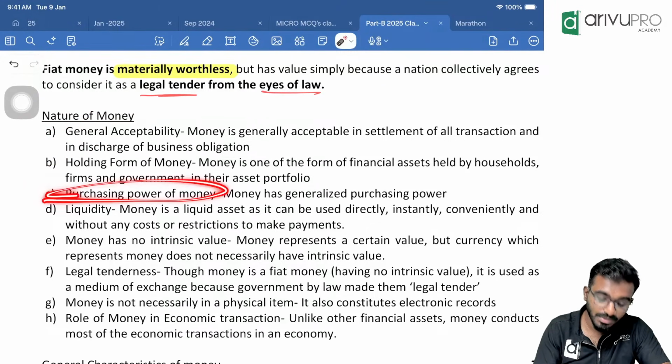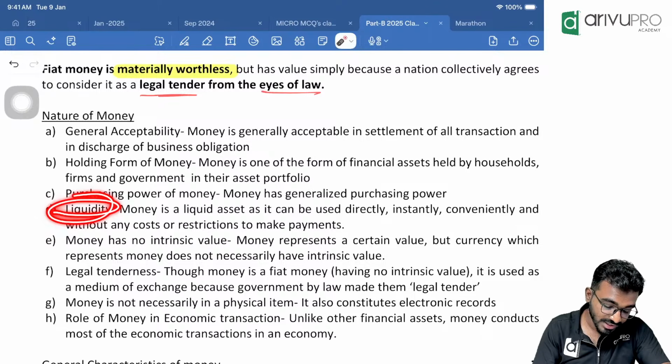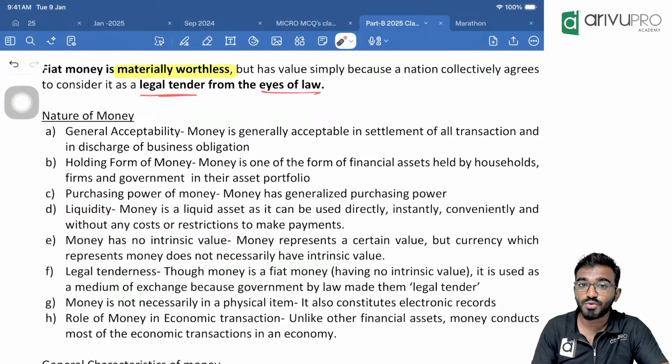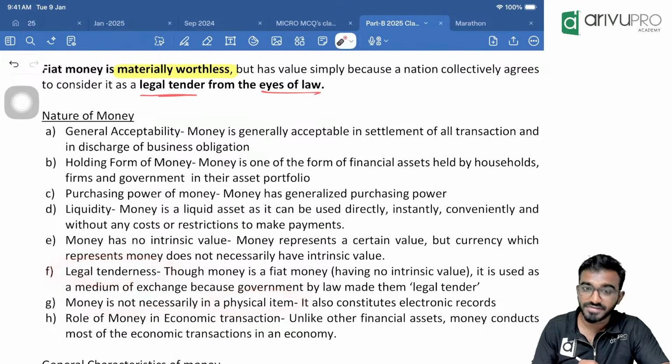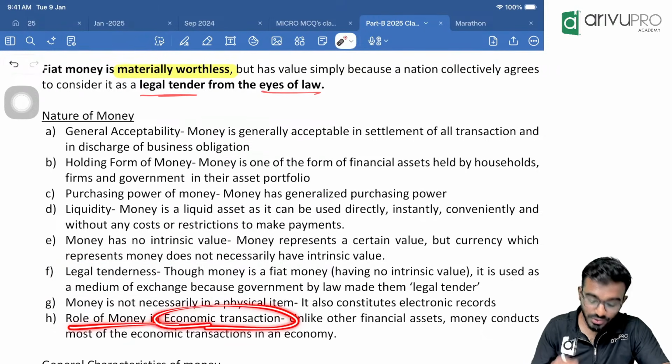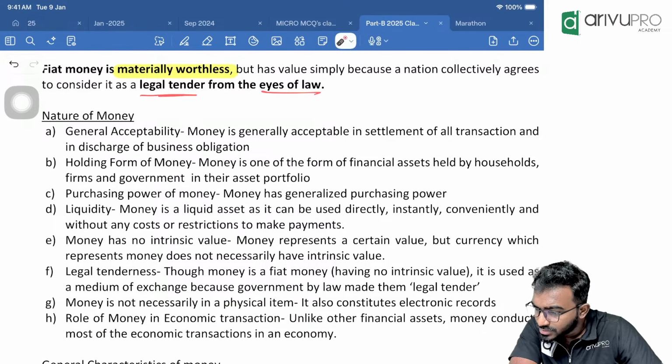Generally accepted, holding in the form of money. It has purchasing power, one of the most highly liquid assets. Money has no internal value, that is what we call fiat money. It acts as a legal tender. Money need not always be a physical item, and the role of money is in an economic transaction.